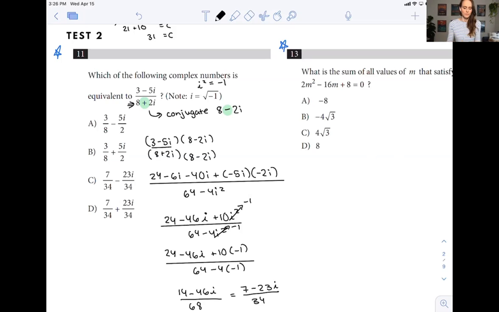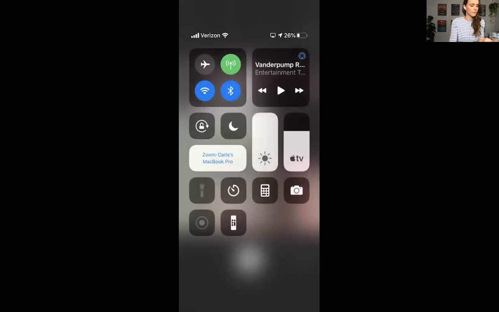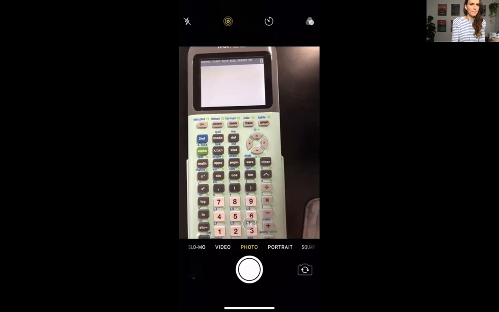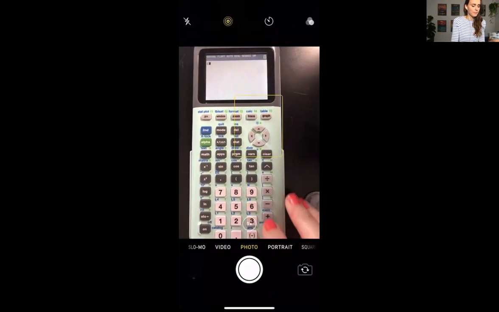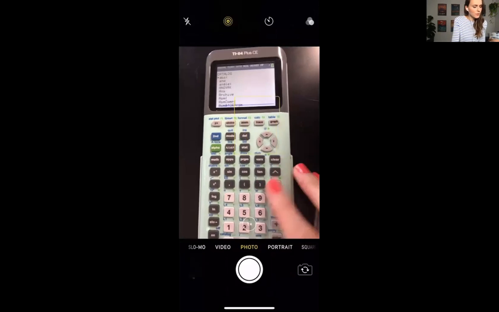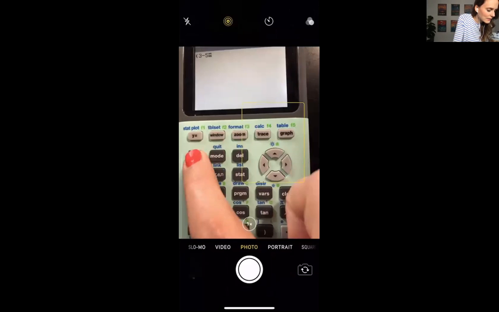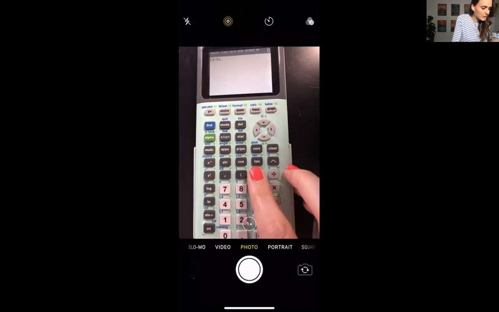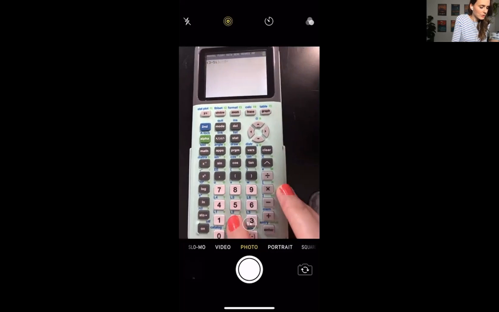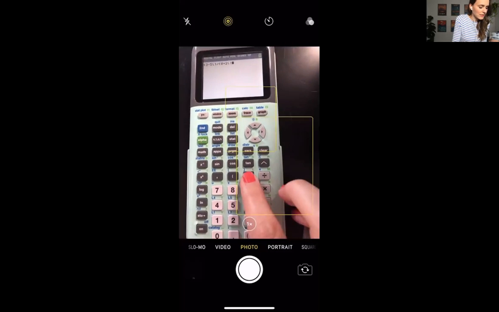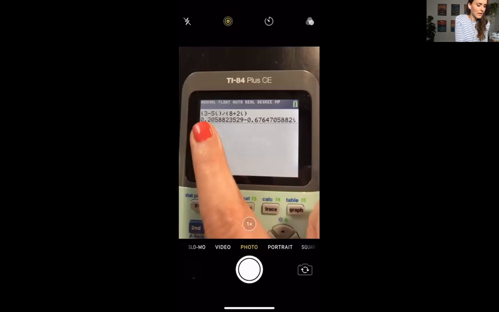So if I'm going to change my sharing here to my calculator, I'm just going to plug this question into my calculator and show you guys. I would open parentheses and then put in 3 minus 5, second, and the I button is down here. Close parentheses, divided by 8 plus 2 second I. I'm just using the I down here, press enter, and it gives me this complicated decimal, right?